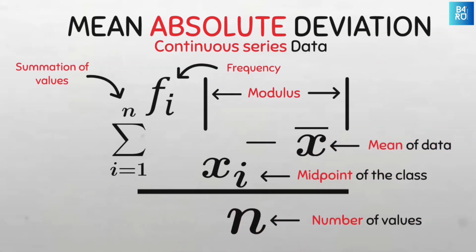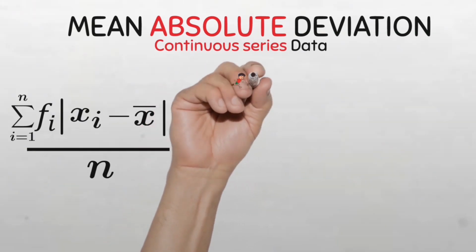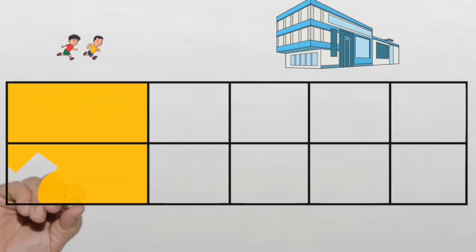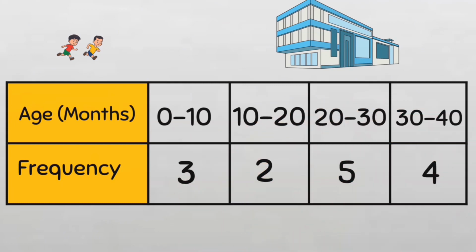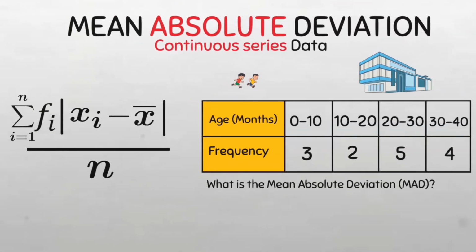Now let's use this formula to find the mean deviation of this data set of the ages in months of all the 14 children who attended a nutritional clinic in Samaru, Zaria in the first week of January 2025. What is the mean absolute deviation, or the mean deviation from the mean of this data? Now we can see that this data is a group frequency distribution of the ages, and this data is organized using a continuous series distribution.